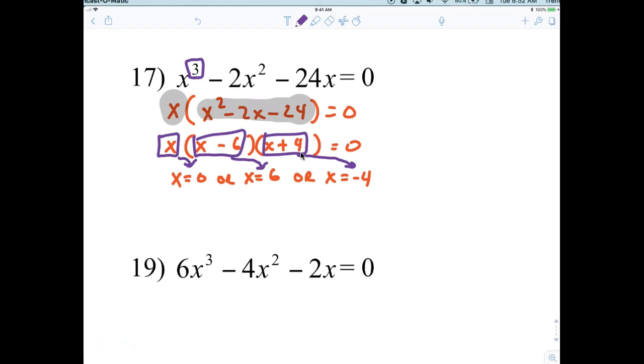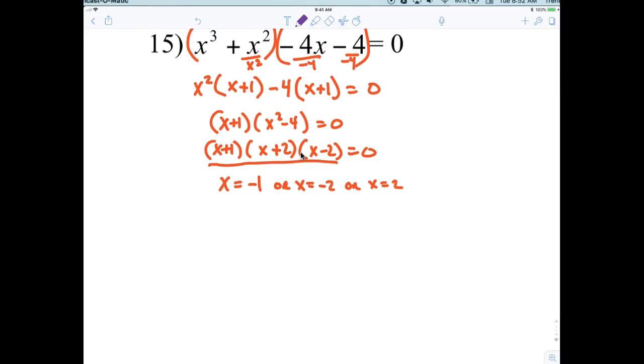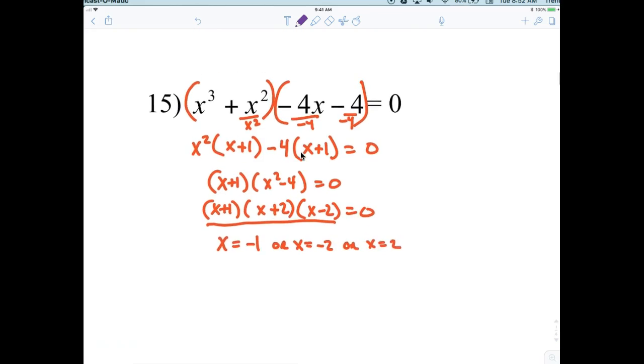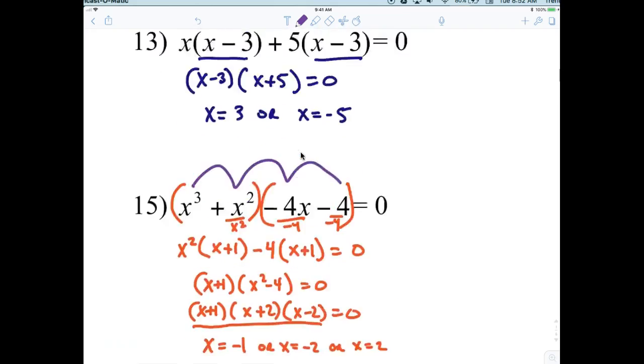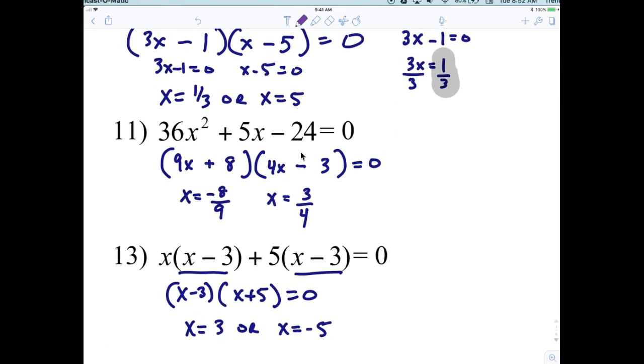Okay? Why do you do x equals 0? Well, is there an x outside the parentheses? No. Why isn't there? Because we didn't factor out an x. An x isn't common. There isn't an x in all 4 of those terms. There isn't an x in all of the terms.